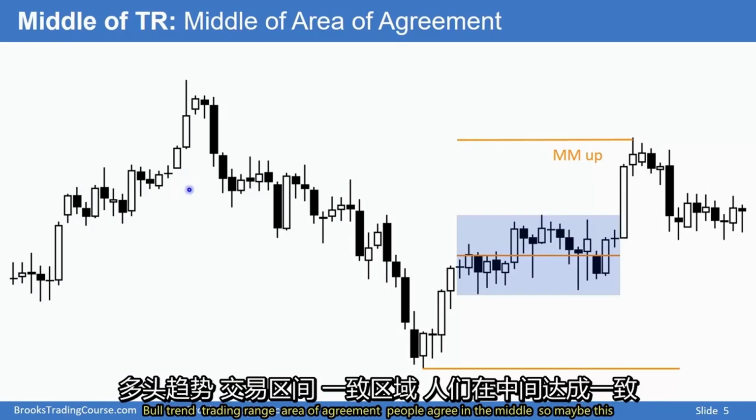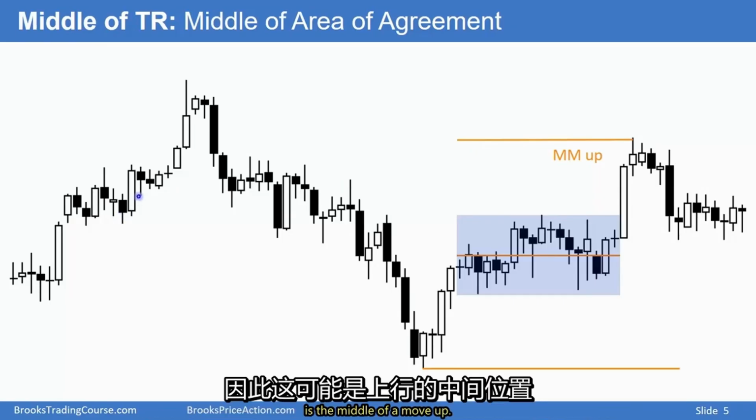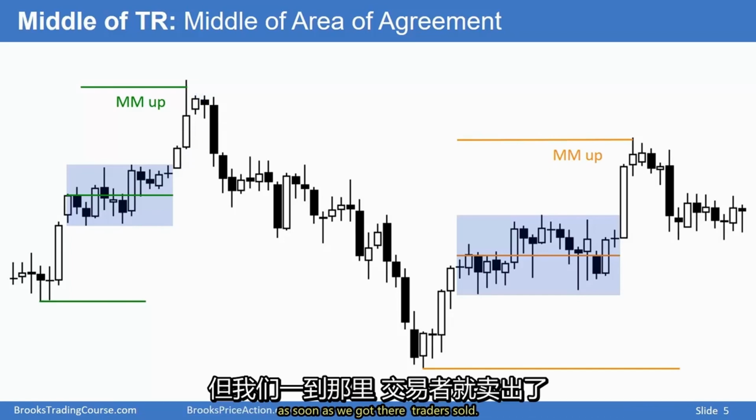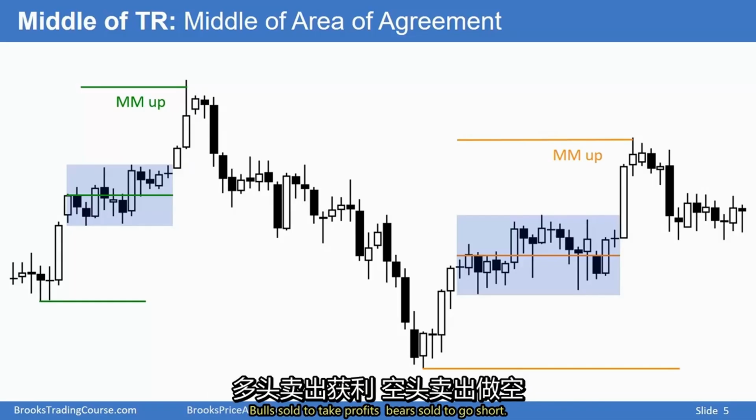Bull trend, trading range, area of agreement. People agree in the middle, so maybe this is the middle of a move up. Middle of the range, and you can see we got vacuumed up in a strong bull breakout, but as soon as we got there, traders sold. Bulls sold to take profits, bears sold to go short.